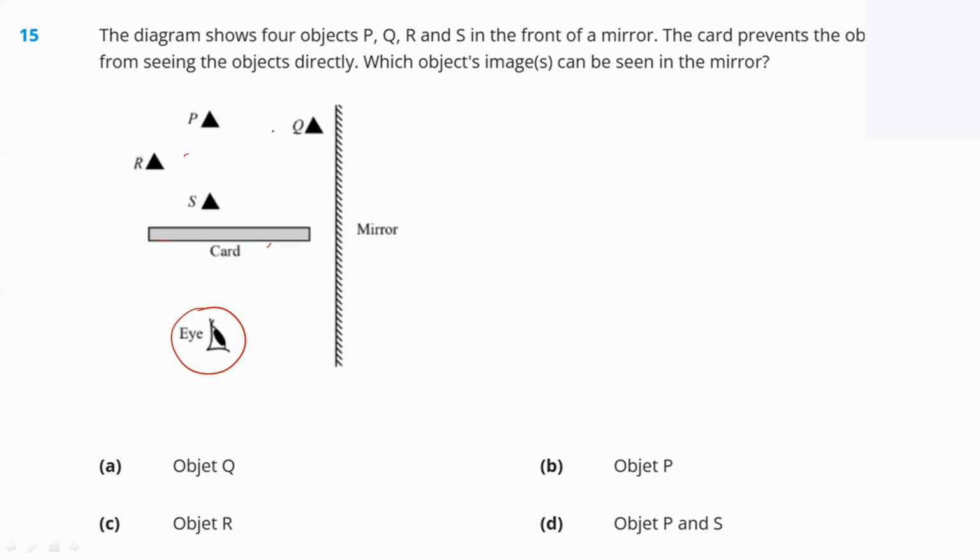Of course, you can notice that it's only object P which will be seen, because the light coming from object P will fall on the mirror and it will be diverted and reach the eyes. It is the only one which can do this. So object P is the correct answer, which the eye will be able to see. Option number B is our answer for this question.